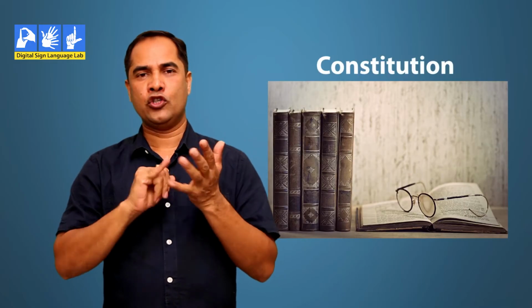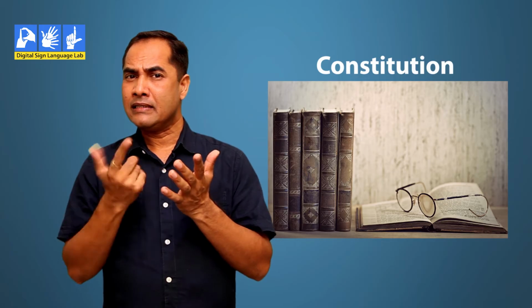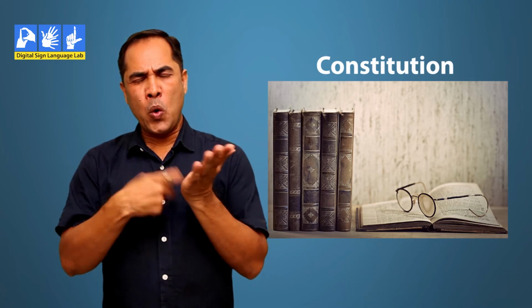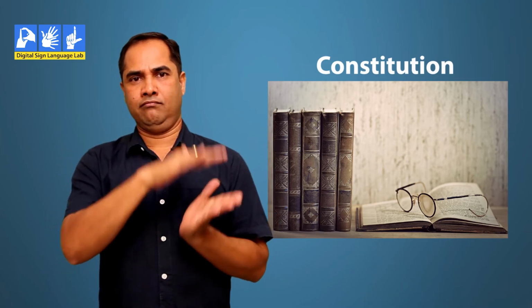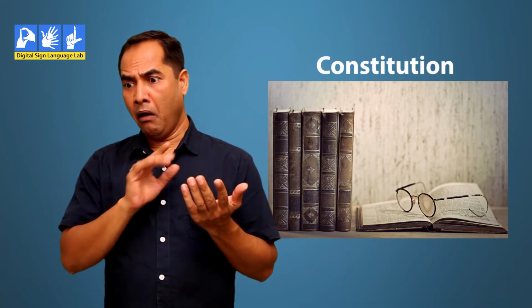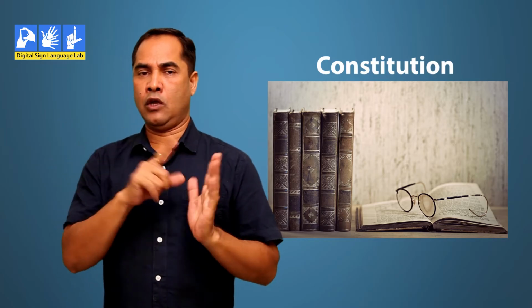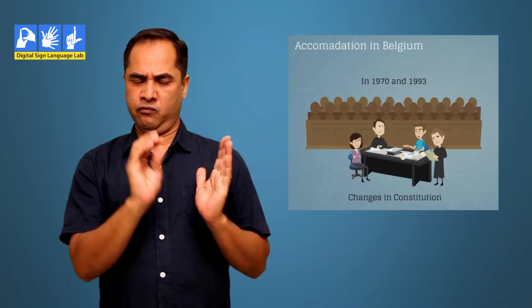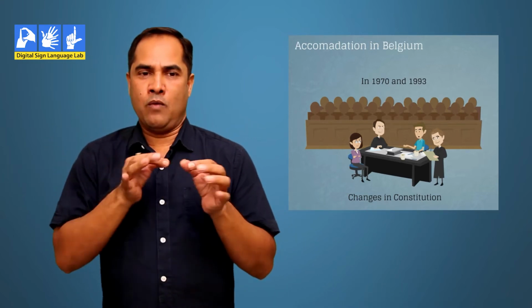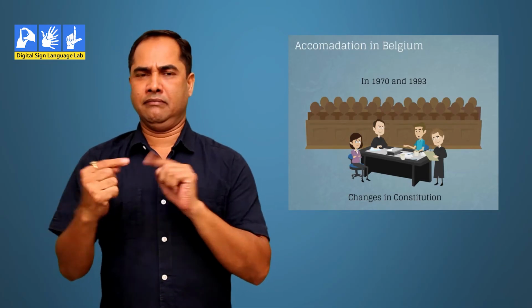But Belgium has a completely different story. Belgium also had a majority group and a minority group, but their government had a constitution. As you can see, this is the word constitution. A constitution is where you keep all your rules and laws. The Belgian government amended the constitution many times so that everyone can live together in harmony.